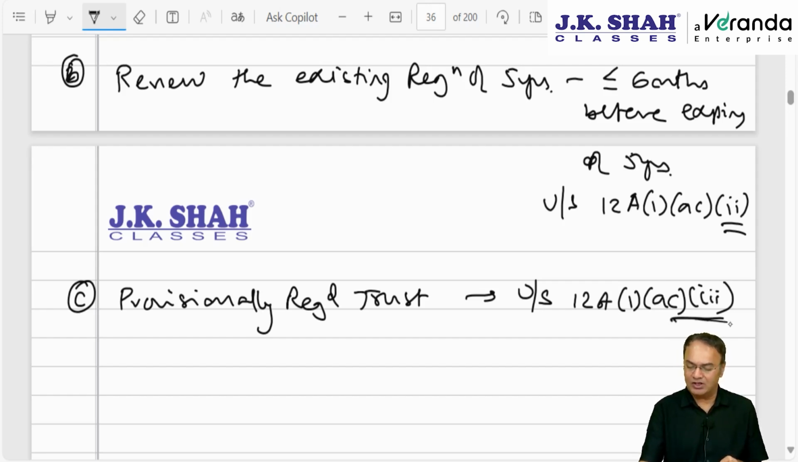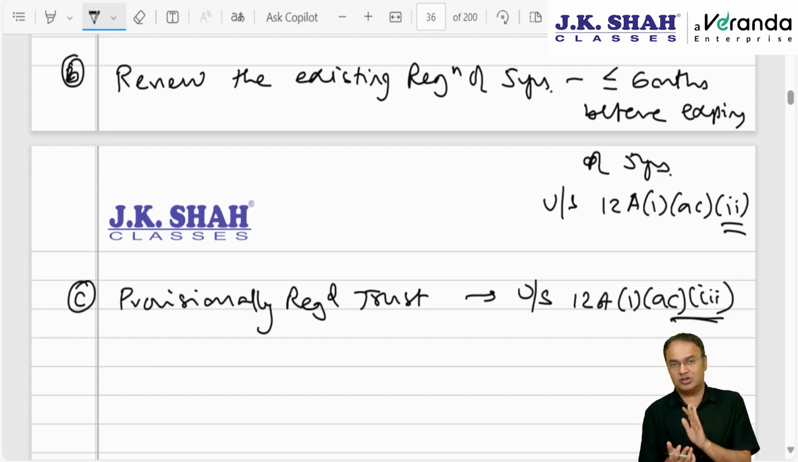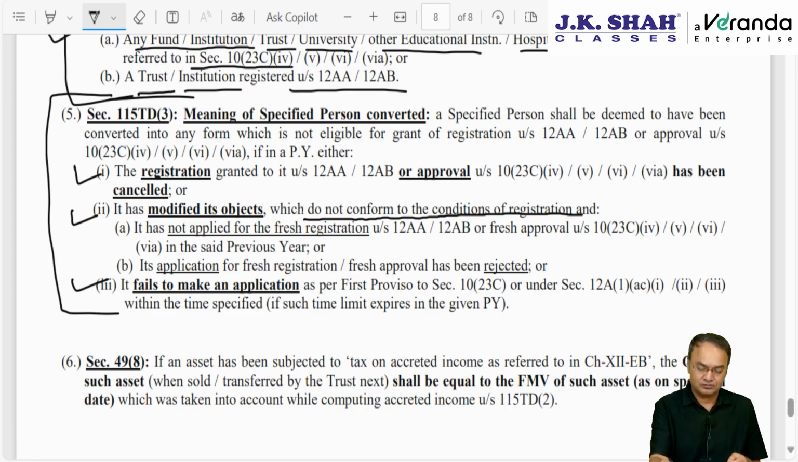If they do not apply within the time limit, then registration will not be continued, that is okay. They will have to apply afresh, that is also still okay. The whole procedure will have to be followed once again, that is also still okay. But Nirmala Sitharamanji said now the trust will be deemed to have been converted into a form which is not eligible for registration, and accordingly tax will be charged at the exorbitant rate of 34.944% on accreted income.